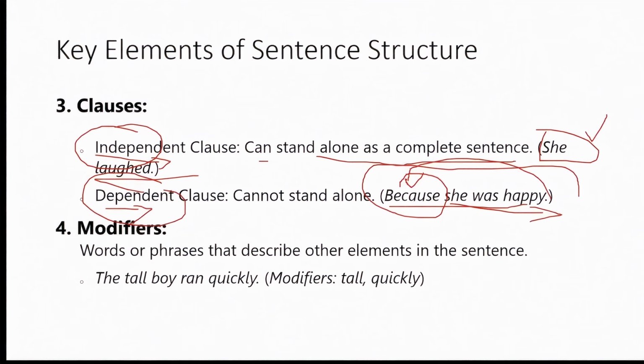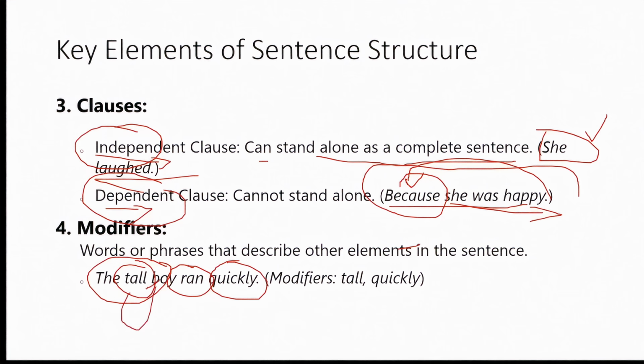When we talk about modifiers, the words or phrases that describe other elements in the sentence, that's called a modifier. The tall boy ran quickly. So ran is a predicate. Who? The tall boy is the subject. So there are two modifiers. One is tall and one is quickly.